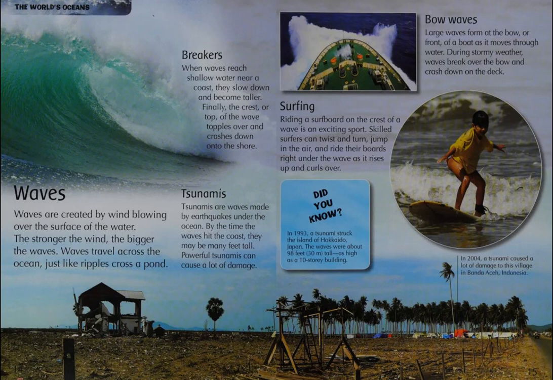Surfing. Riding a surfboard on the crest of a wave is an exciting sport. Skilled surfers can twist and turn, jump in the air, and ride their boards right under the wave as it rises up and curls over.